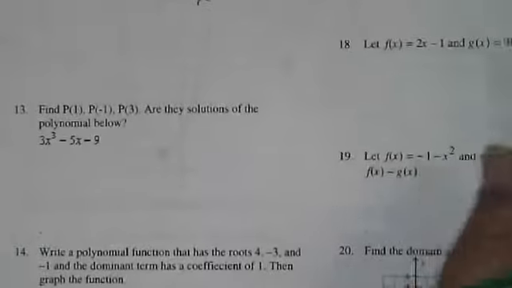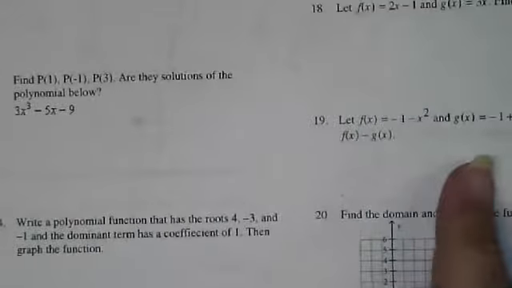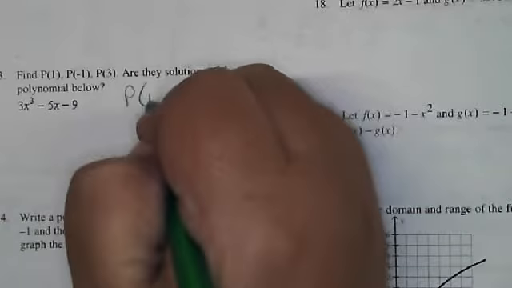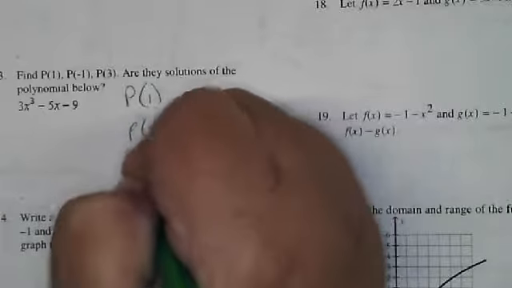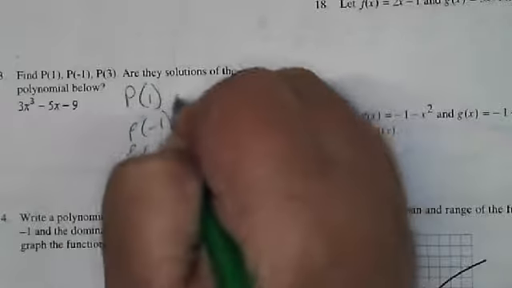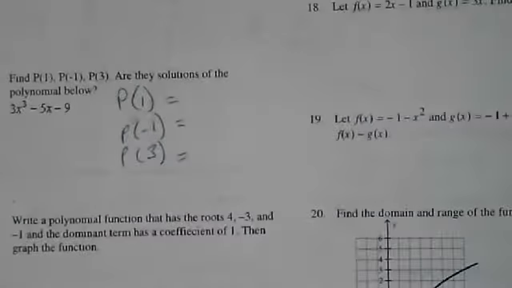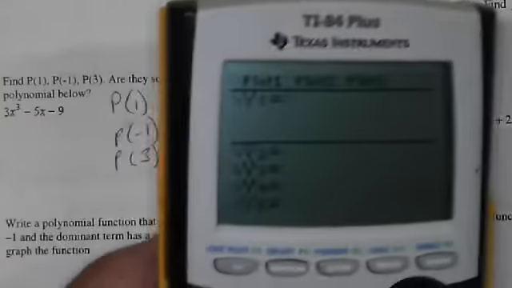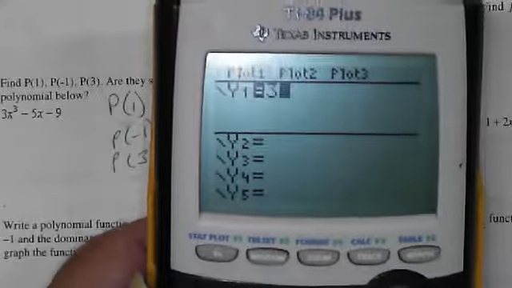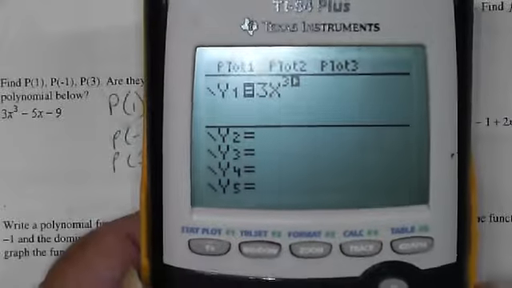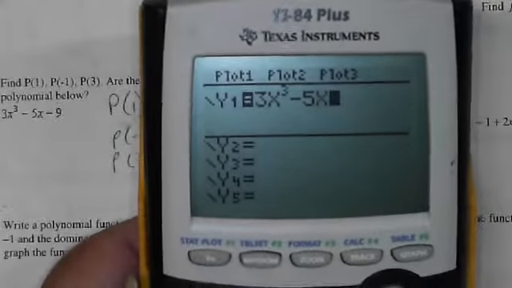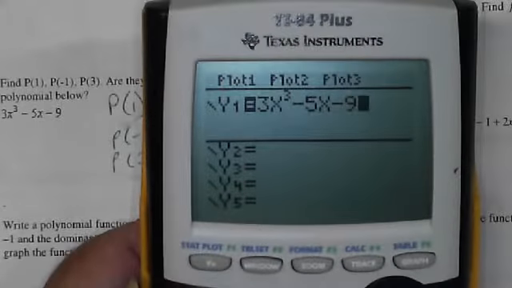Number 13, they want to know if there's any solutions to the polynomial below, and they want to know p of 1, -1, and 3. So we're going to put this in the calculator, and we're going to find each one of these. So we go to y equals, and we put in 3x cubed minus 5x minus 9.